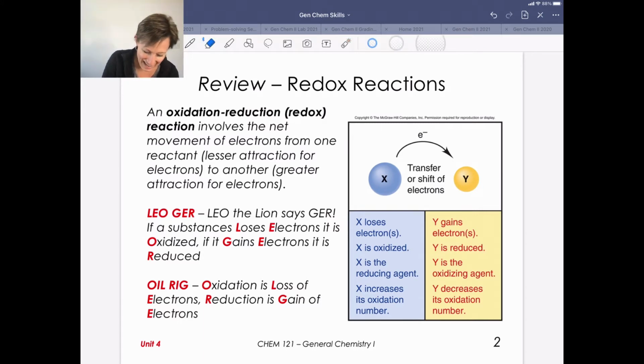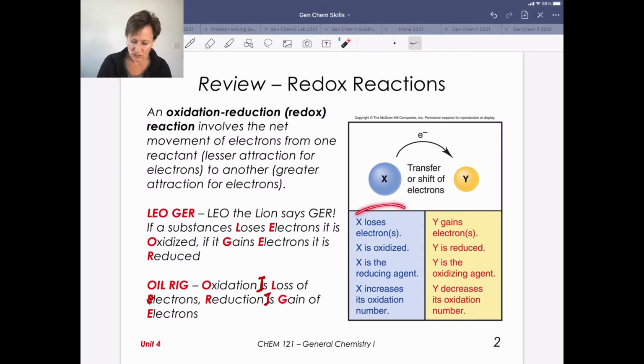And every year I need to fix this. Oxidation is loss. So we don't have the E here, that's part of this. So oxidation is loss, so OIL RIG. Oxidation is loss, reduction is gain. So it's the I that's part of this. You can clearly tell I was not an OIL RIG person. I learned LEO GER. But however you want to remember it, you have to have up in your brain that if I'm losing something, or losing electrons, that species is oxidized. If I'm gaining electrons, that species is reduced. That's a really important concept to understand.